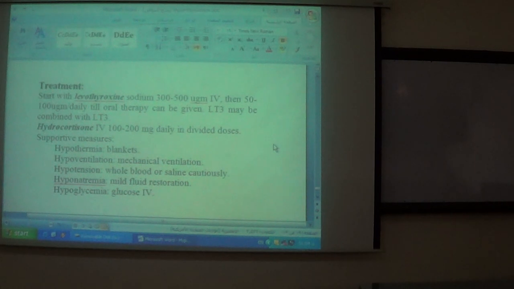Yes, we can ask for total CPK, you can ask for the isoenzyme. If you have a patient in the intensive care expected to have acute myocardial infarction, you can ask for MB CPK for the cardiac muscle. If you have brain infarction, you can ask for BB CPK. If you have muscle, you have the isoenzyme MM CPK. Okay?